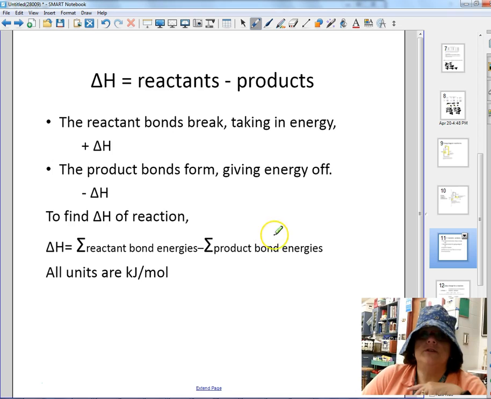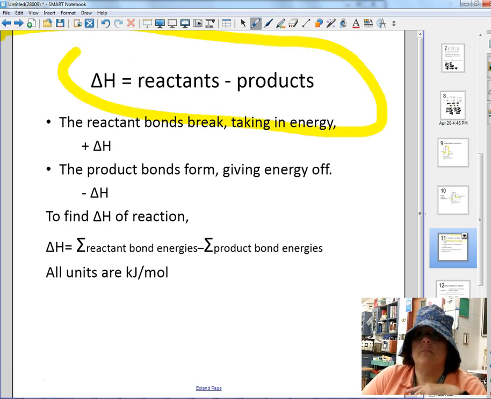All right, to sum this up, the reactants subtract the products for your bond energies to figure out the energy of a reaction. There are other ways that we can do this, but this is where we're going to stop now.